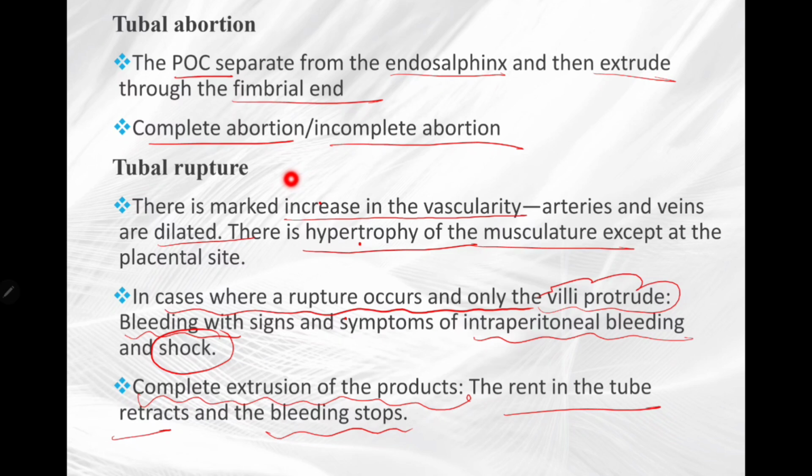So in case of tubal rupture, there will be a marked increase in the vascularity, the arteries and veins are dilated, and there is hypertrophy of the musculature except at the placental site. Where it ruptures and only the villi protrude, bleeding with signs and symptoms of intraperitoneal bleeding and shock will be there. Complete extrusion of the products means the rent in the tube will retract and the bleeding stops.